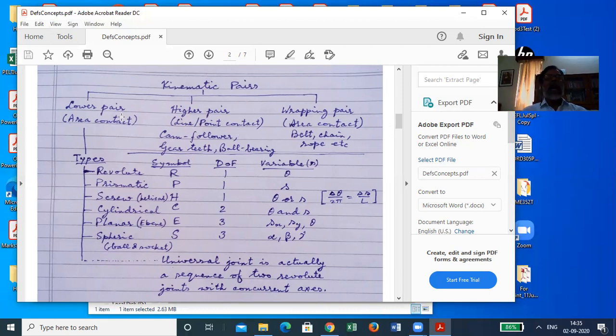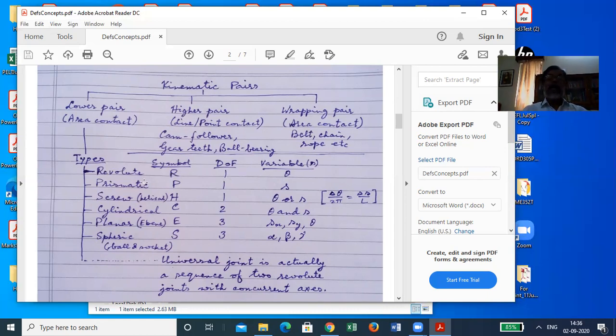Lower pairs are in use widely and they are of several kinds. First of all, revolute pair. Okay. The symbol is R and it has 1 degree of freedom. So if this is one element of one link, one contributing link, and this is another, and the relative motion allowed is this turning, okay, relative turning, then this is called a revolute pair. Okay. You could call it rotary, but revolute is the standard name.